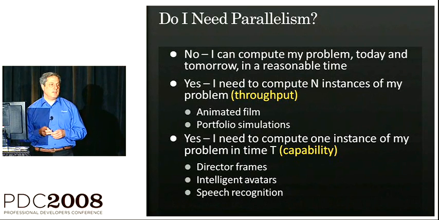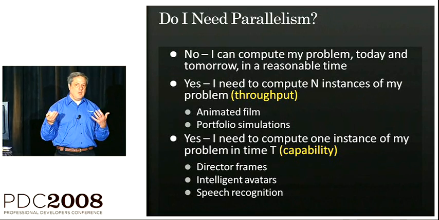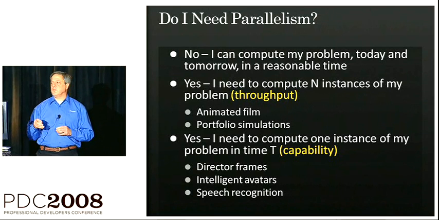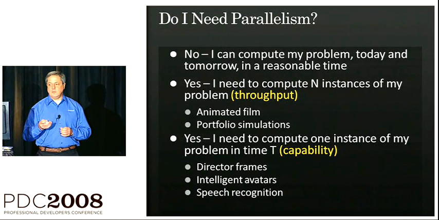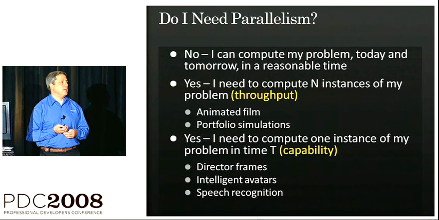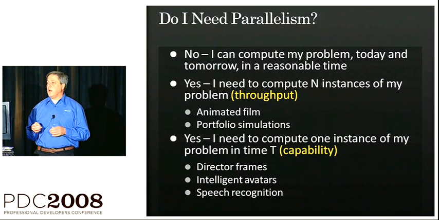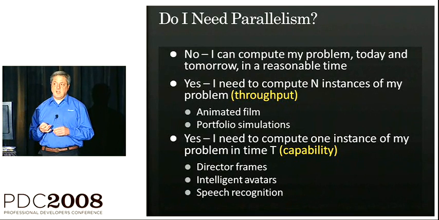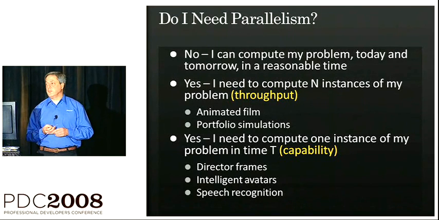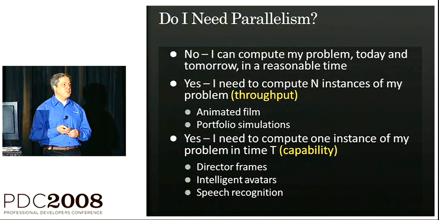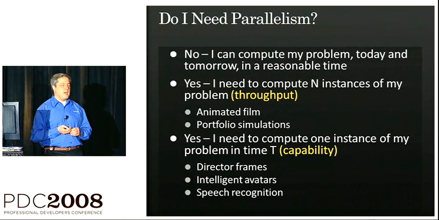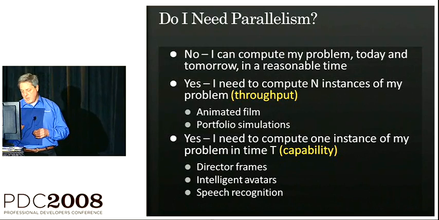Speech recognition is another example. I have a receptionist, or some sort of automatic input device, where I want to be able to recognize what the speaker is talking about. And of course, I want that to be as intelligent and responsive as possible. So I want to solve that single problem of recognizing this particular person's speech in as fast a time as possible.